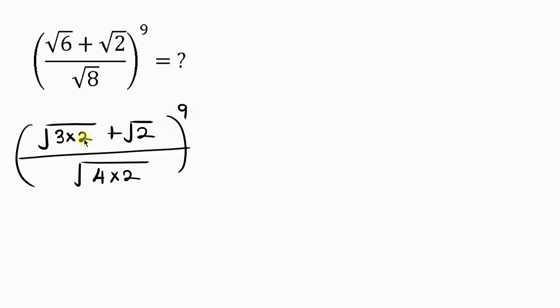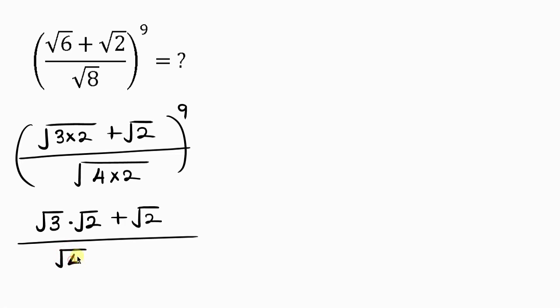Our next step will be for us to split what we have here. So the square root of 3 times 2 is the same as the square root of 3 times the square root of 2, plus the square root of 2, all over. Now the denominator will split. So this becomes the square root of 4 times the square root of 2, all raised to the power of 9.